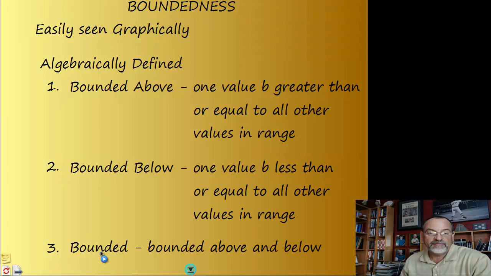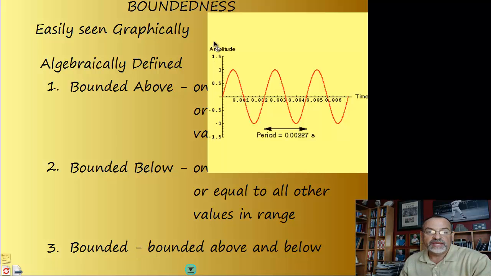And then you have bounded, which simply means that the graph has a high point and a low point that it never goes above or below. And a sine graph or cosine graph would be one of these. Notice it never goes above 1, so it's bounded above, and it never goes below this, so it's bounded below. So if it's bounded above and below, we just say the word bounded. We don't write bounded above and bounded below, we just say the word bounded.